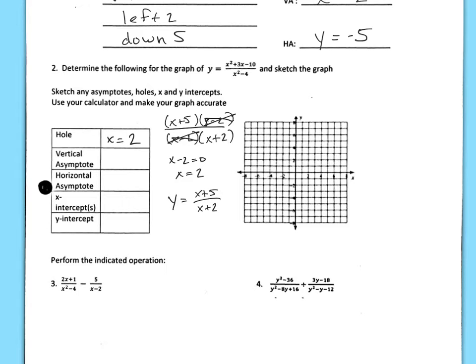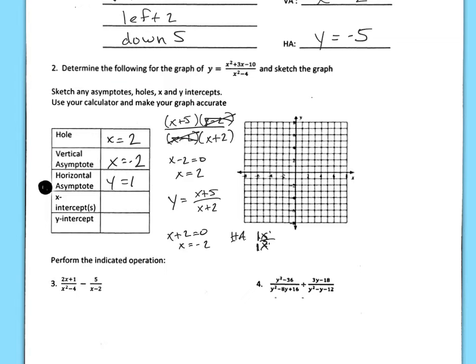Vertical asymptote, set the denominator equal to 0. So x plus 2 equals 0, so we get x equals -2. That is a line, and it should be written like that. Horizontal asymptote, we have degree of 1, degree of 1. Those are highest degrees in the top and bottom, so we look at their lead coefficients. So we get y equals 1.